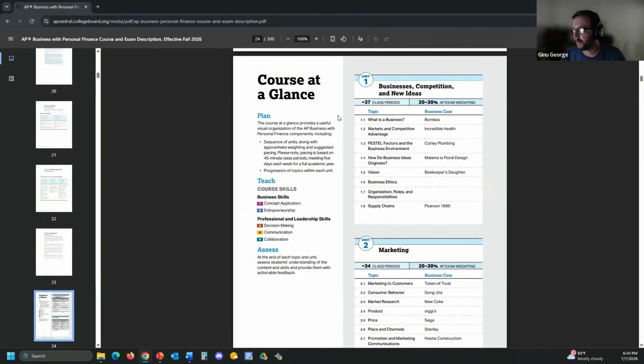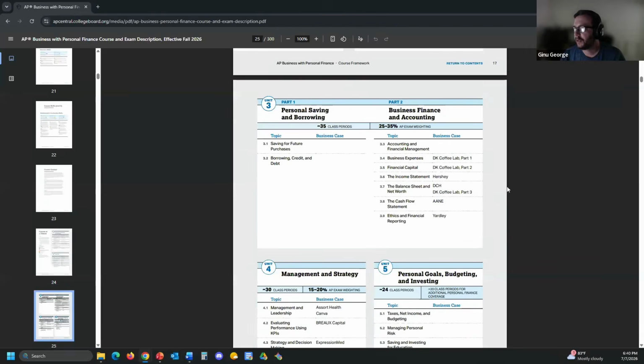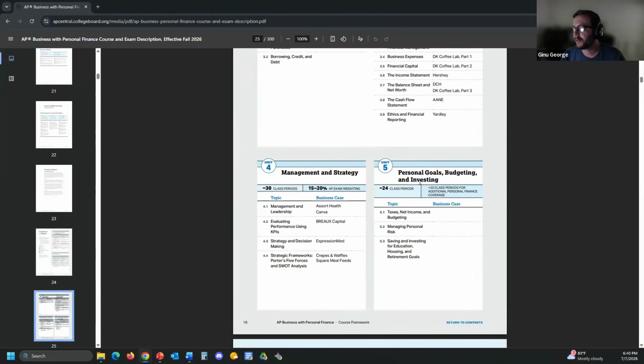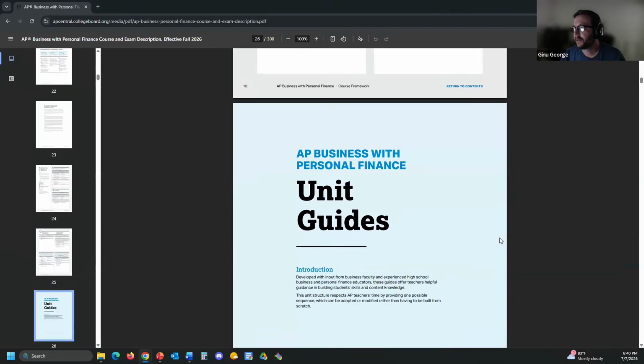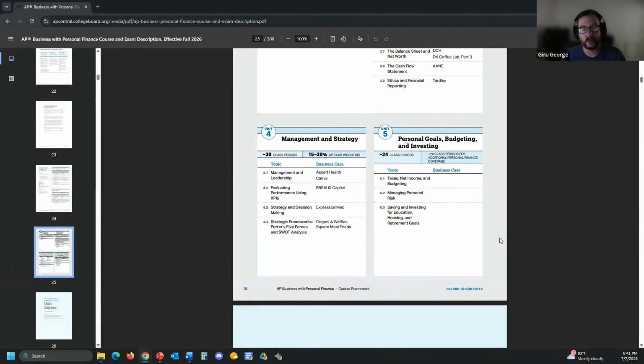So this is unit 1, businesses, competition, new ideas for businesses. Unit 2 is marketing. Unit 3, personal savings. That's another big part of it, the personal finance part of this class. And then business finance, management strategies, personal goals, budgeting. So those are the general, went too far. This is a general overview of the units.